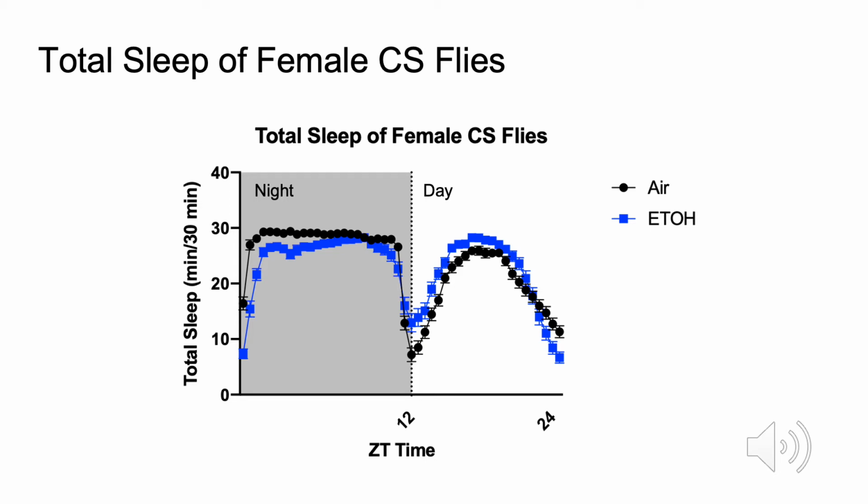What we see is that flies tend to sleep during the night, wake up just before lights on, sleep during the day, and wake up just before lights off. However, when we expose flies to ethanol, there is a decrease in total sleep during the night and an increase in total sleep during the day.